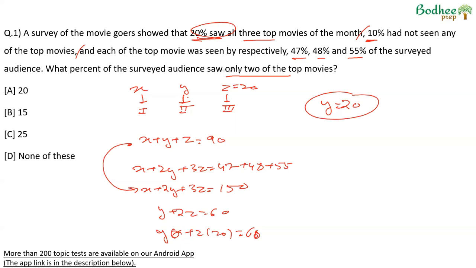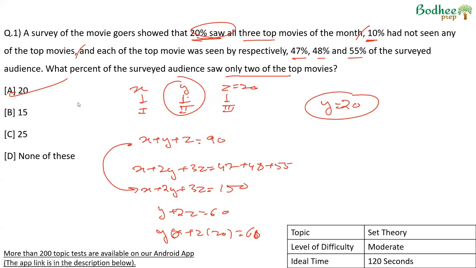What is the number of people who saw only 2 of the top movies? The answer is Y, which comes out to 20, option A. The process is standard. The calculation might take some time and therefore moderate, about 2 minutes to solve.